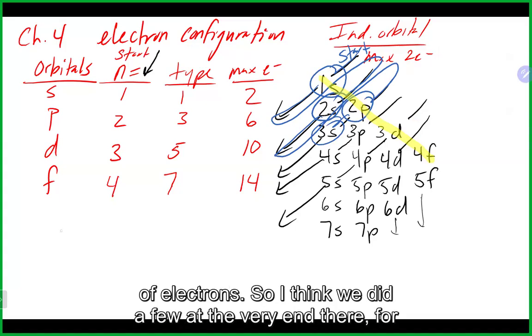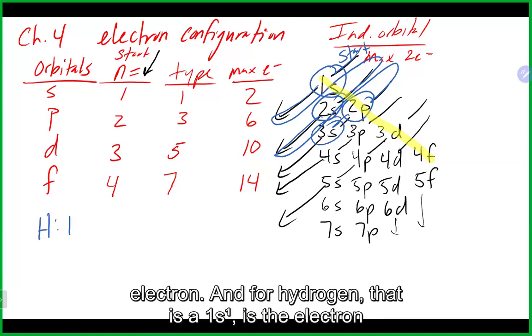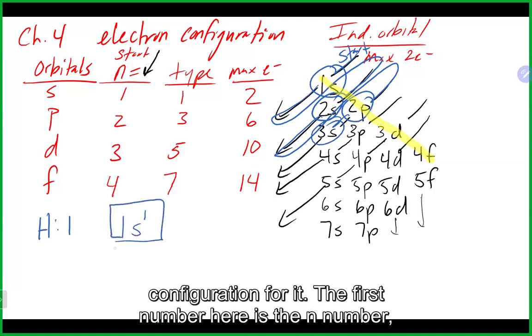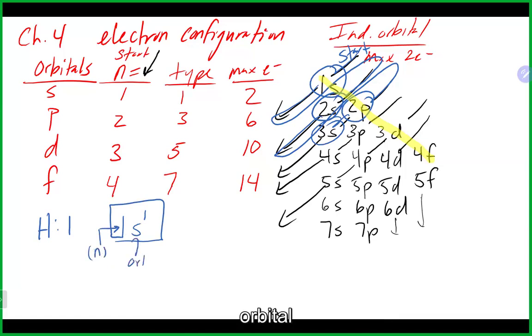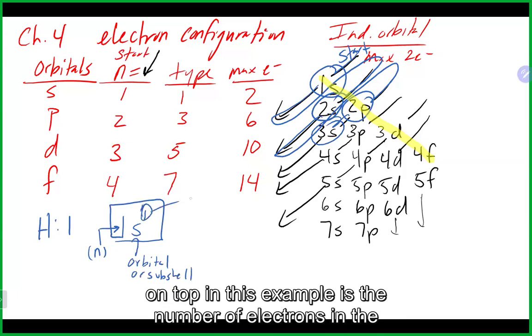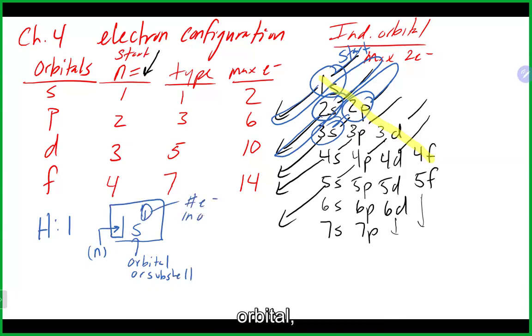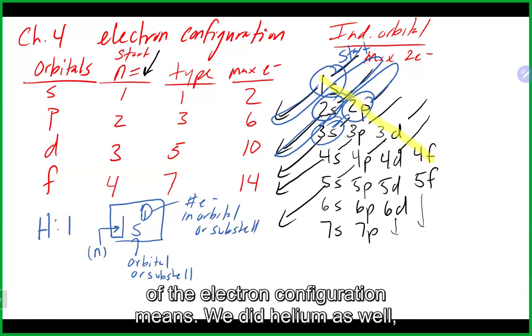So I think we did a few at the very end there. For example, hydrogen has 1 proton, so it should also have 1 electron. And for hydrogen, 1s1 is the electron configuration. The first number here is the n number, the principal quantum number, the energy level. The letter is the orbital that the electron is in, or the subshell it is in. And the number on top in this example is the number of electrons in the orbital or subshell. So that is what each of those parts of the electron configuration means.